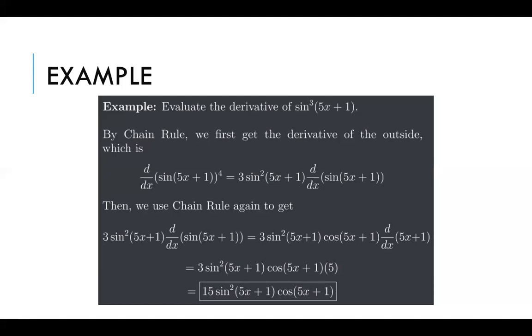So we multiply all the derivatives that we obtained using the chain rule. So we get 3 multiplied by sine quantity 5x plus 1 squared multiplied by cosine quantity 5x plus 1 multiplied by 5. We can only multiply the constants. So we get 15 sine quantity 5x plus 1 squared cosine quantity 5x plus 1 as the answer.